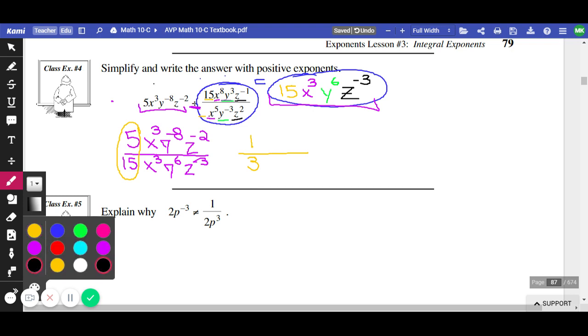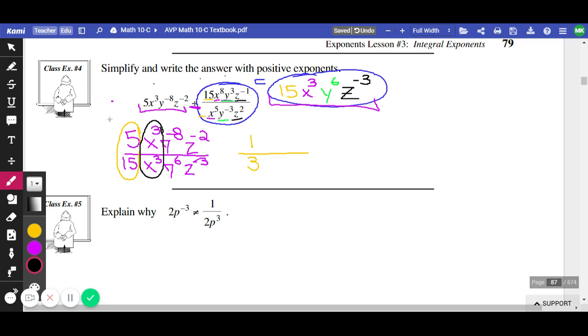Fantastic. Now we move on to our next letters. We have x to the 3 divided by x to the 3. 3 minus 3 is 0. Anything to the power of 0 equals 1, so we don't write it. What you've learned in the past is that these cancel out. Right? And that's technically what you get. And if you have 3 on the top, 3 on the bottom, that means you have x to the power of 0. You have 0 left, so you don't write them anymore.